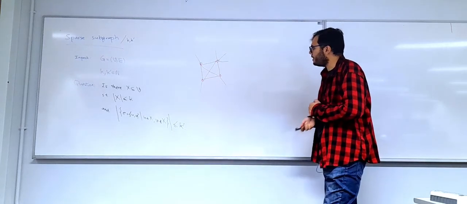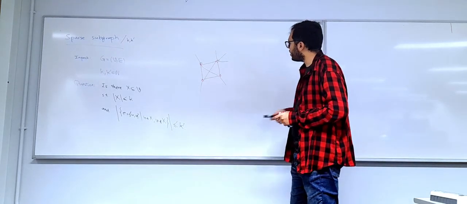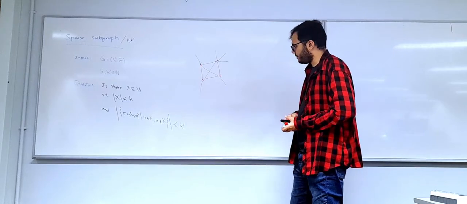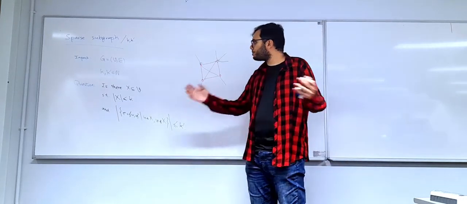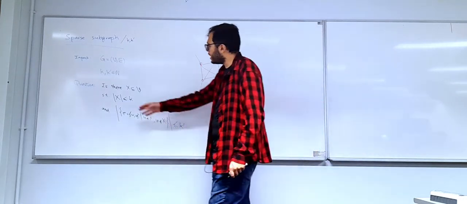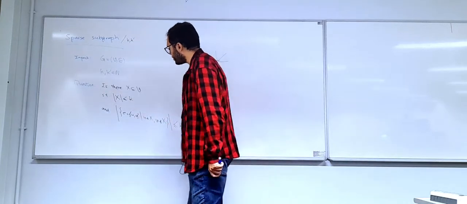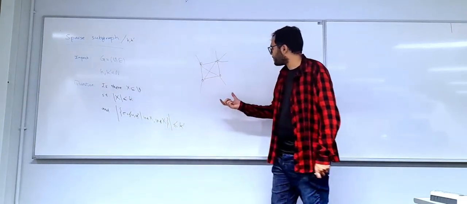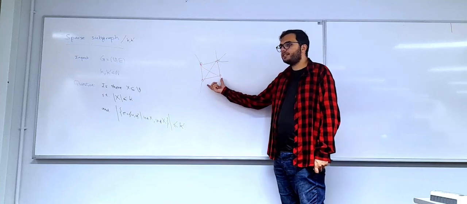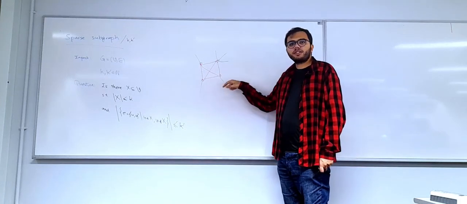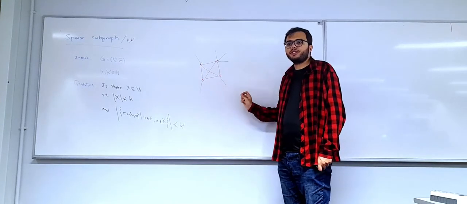Now let's go back here and see how we can find this kind of thing. Let's say I'm given a huge graph, but both k and k prime are small parameters. So I want to find a really small subset of vertices, and I also want the number of edges going out of those vertices to be small.